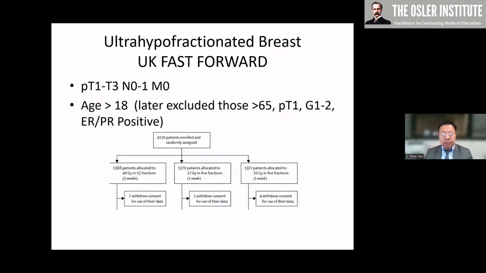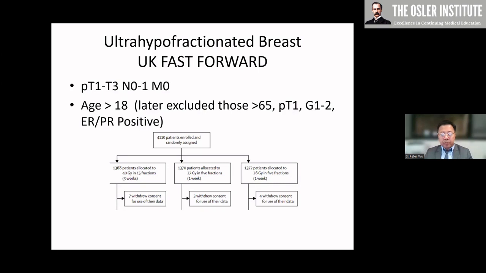Okay. So moving forward, UK FAST-Forward over the last 5 years represents one of two intriguing ultra hypofractionated breast regimens. This terminology, I believe, was borrowed from prostate cancer, which 5-fraction prostate cancer is also called ultra hypofractionated. These included early stage breast cancer patients, again with N0 and N1, very reminiscent of START A. And they were randomly assigned to have 5 fractions of 26 gray, or 5 fractions of 27 gray, or 40 gray in 15 fractions.